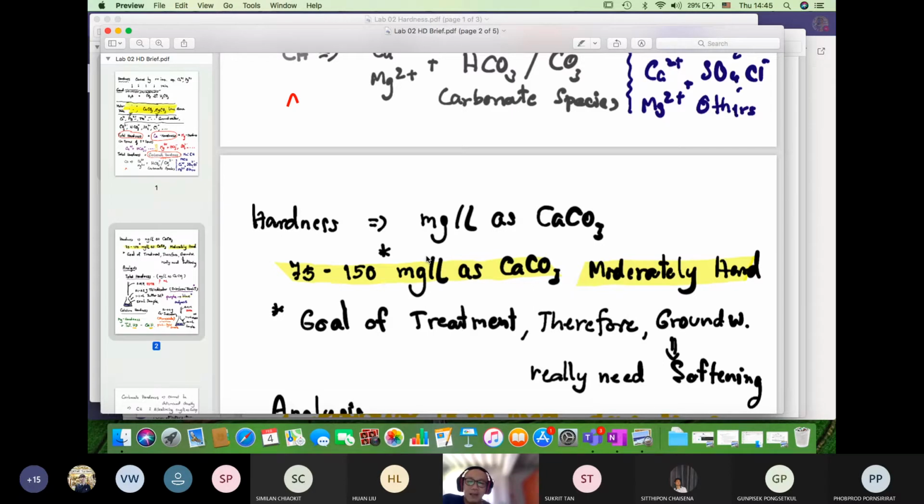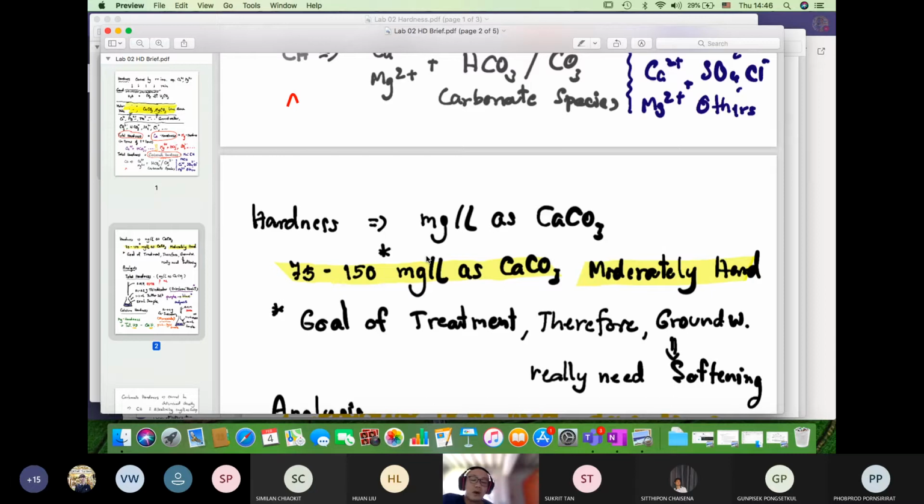So for groundwater, this morning I showed you the table comparing groundwater and surface water. If you still remember, the hardness in the groundwater goes up to 400 milligrams per liter as calcium carbonate. So in that case, we have to bring it down to at least below 150. But for surface water, the hardness is normally around 100 to 250. So for surface water, you don't have to do anything with the hardness.